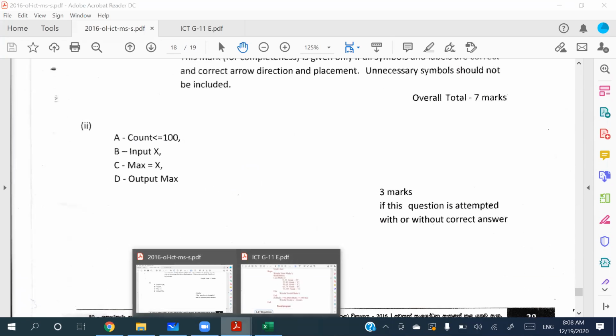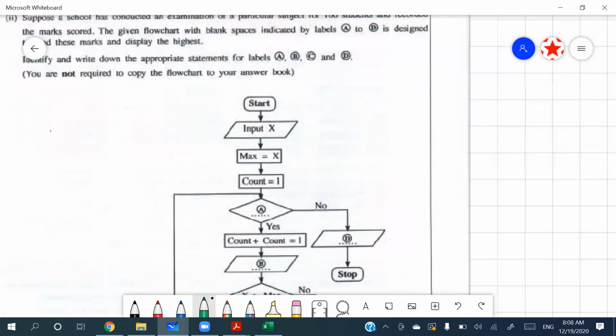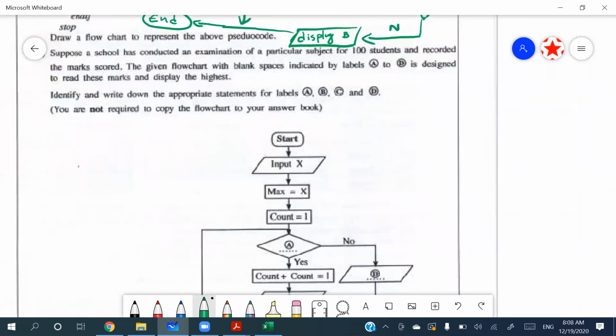So the last one is talking about a hand tracing part. And it says, suppose a school conducts an examination of a particular subject for 100 students and recorded the marks scored. So it is for 100 students. The given flow chart with blank spaces indicated by labels A and D is designed to read these marks and display the highest. Identify and write down the appropriate statement for labels A, B, C, and D.